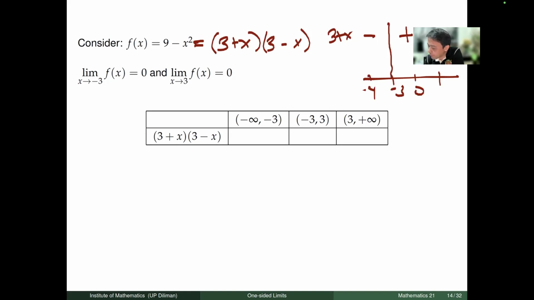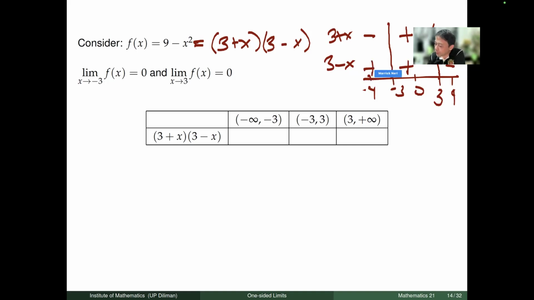And for 3 minus x, the critical number is positive 3. Notice that if I take a value, say 4, 3 minus 4 is negative. And if I take a value less than 3, it becomes positive. You can check: for 3 plus x, numbers greater than negative 3 give a positive sign, and numbers less than negative 3 give a negative sign. For 3 minus x, numbers greater than 3 are negative, and numbers less than 3 make this positive.